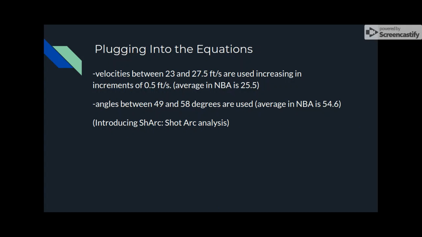So now we will actually plug into the equations. For velocities, we will use between 23 and 27.5 feet per second because the average NBA velocity on a free throw is 25.5 feet per second, and we'll just increase by increments of 0.5 feet per second. And we'll use angles between 49 and 58 degrees since the average is around 54 degrees in the NBA.